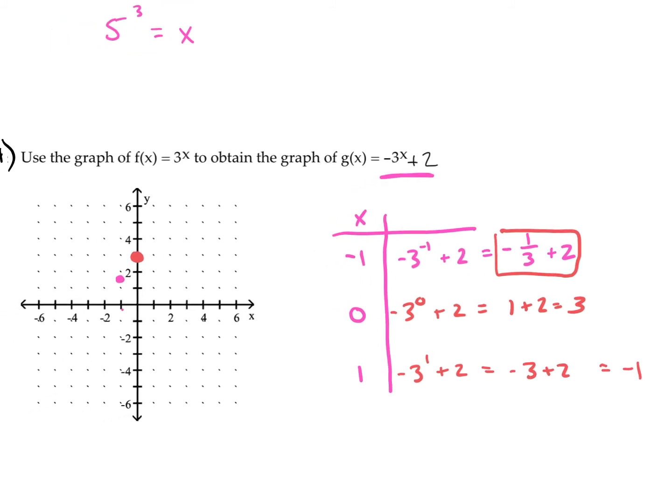I graphed this point wrong. This one should be -1, so it should be 1, because the negative's on the outside. So this one should be 1, and then the other one is -1. So your graph would look like this.